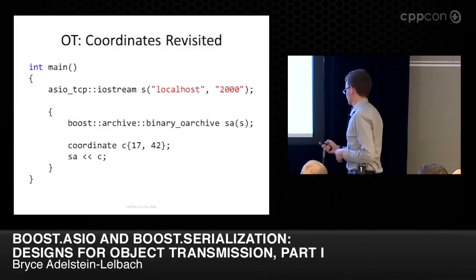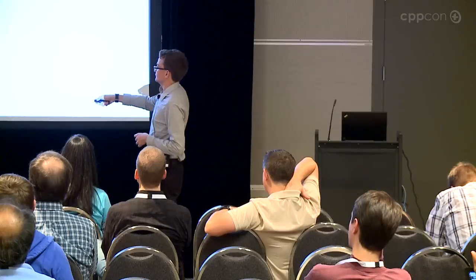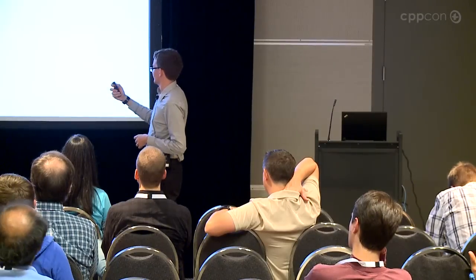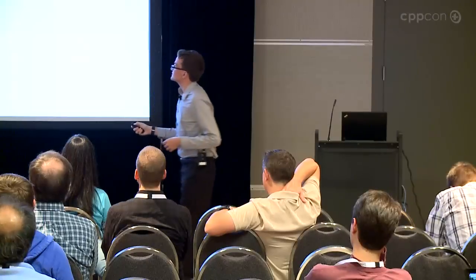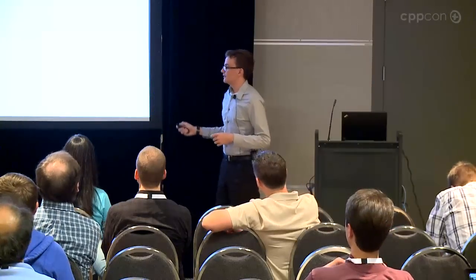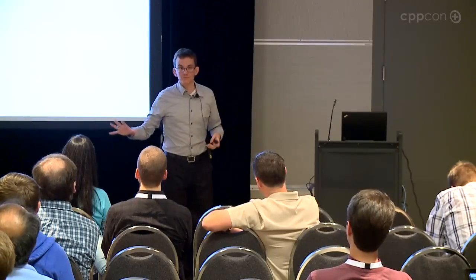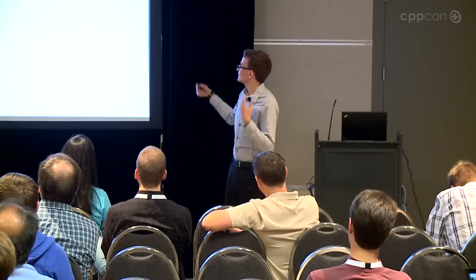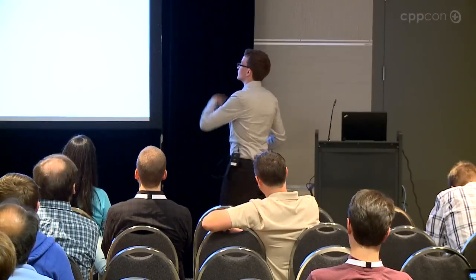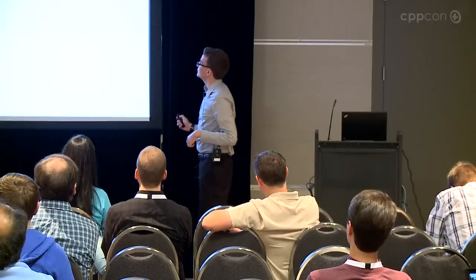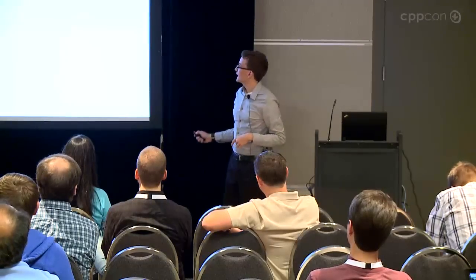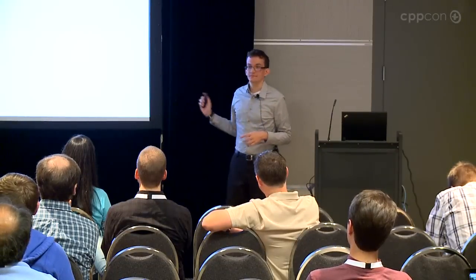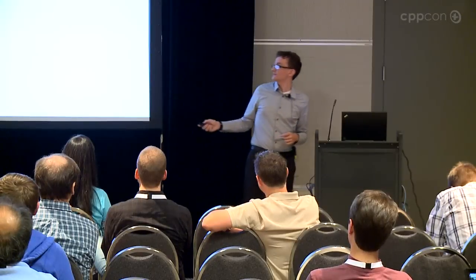So here, what happened to my laser pointer? There we go. This Asio TCP IO stream is a special object that gets rid of a lot of that boilerplate for very simple examples. It works like an IO stream, but it'll write over the network. So I'm connecting to localhost 2000, create my archive, I've got my coordinate, send it, done. It's not a lot of lines of code.